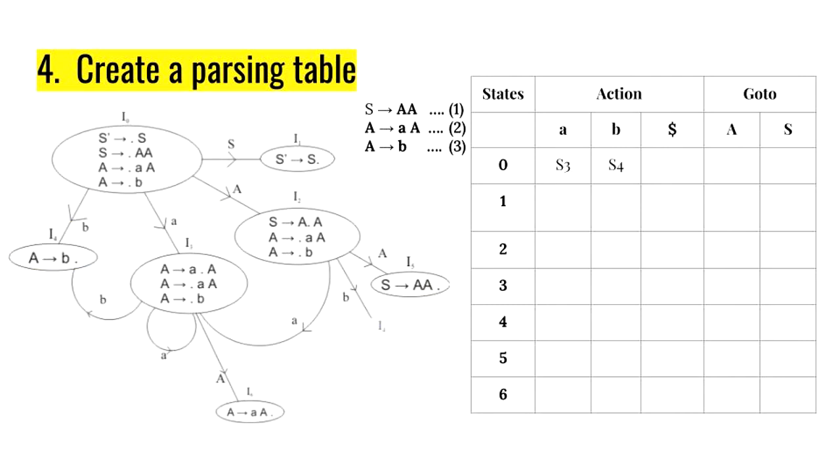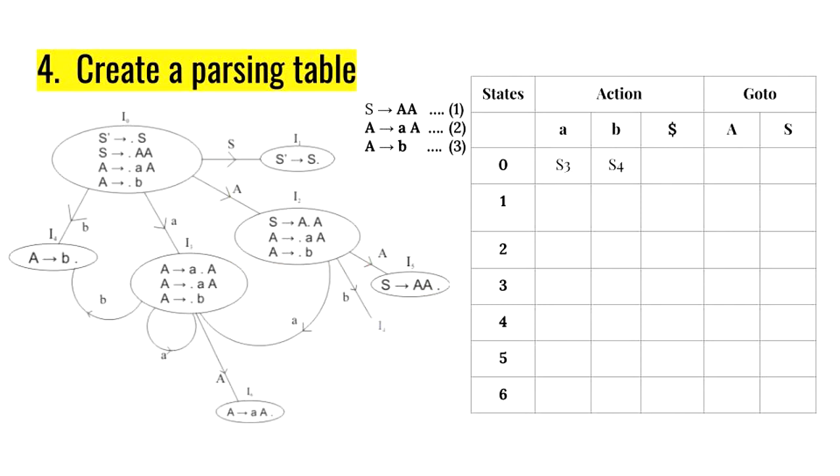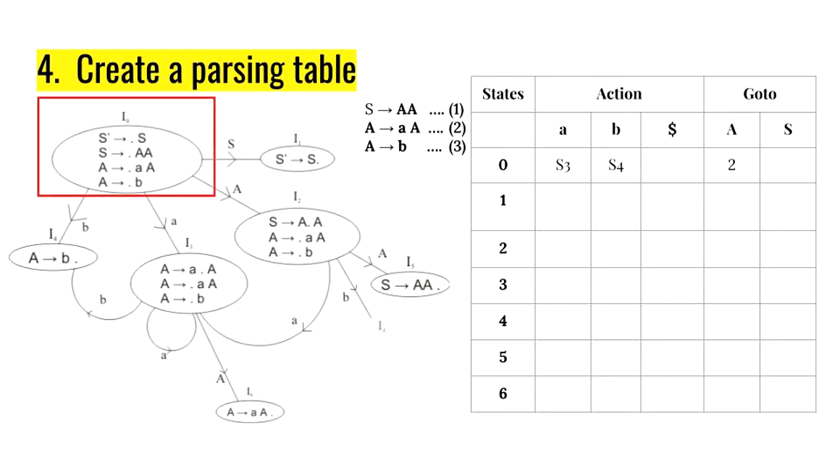So we write S4. Why S4? S4 is a shift move because I0 is not a final state and it leads to another state via terminal b. So we are going to write S4 where the 4 corresponds to I4. There is no transition on dollar. On input capital A, I0 goes to I2. So we write corresponding state number 2 under the column of A, and on non-terminal S, I0 goes to state I1. Therefore, we write corresponding number 1.